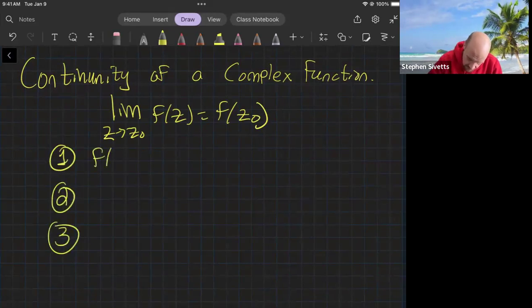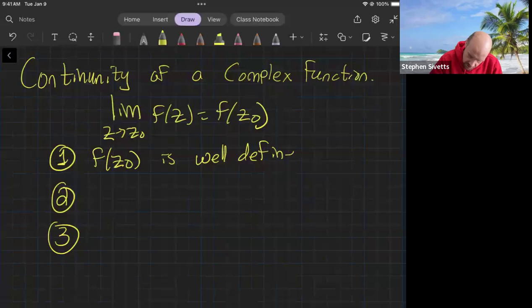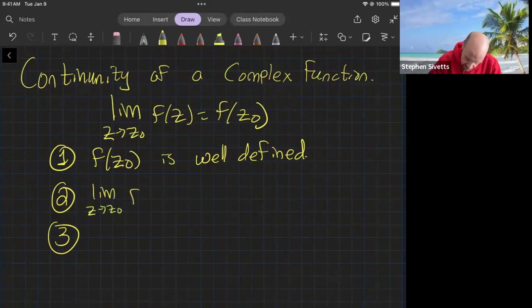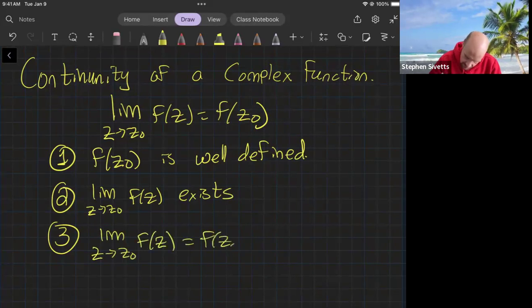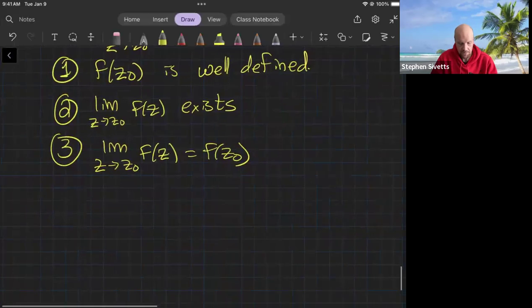First of all, we need to show that f of z naught is well defined, right? The function is defined at z naught. Second, the limit as z approaches z naught of f of z exists. And the third criterion is that the limit as z approaches z naught of f of z is equal to f of z naught. Those are the 3 criteria we need to show.